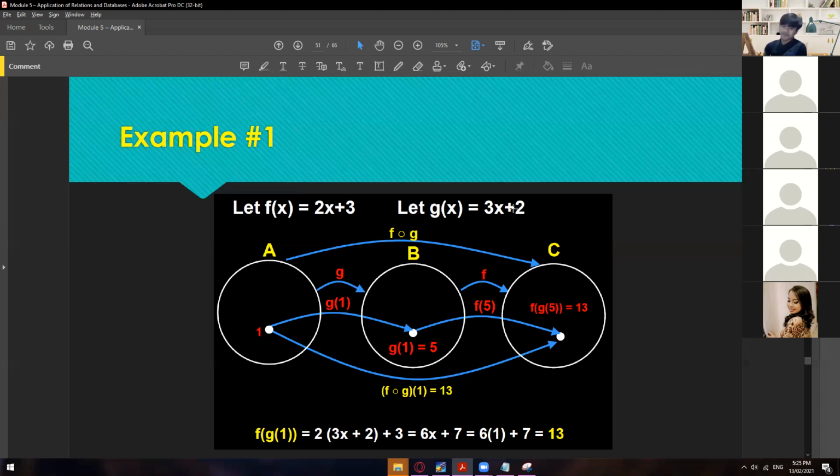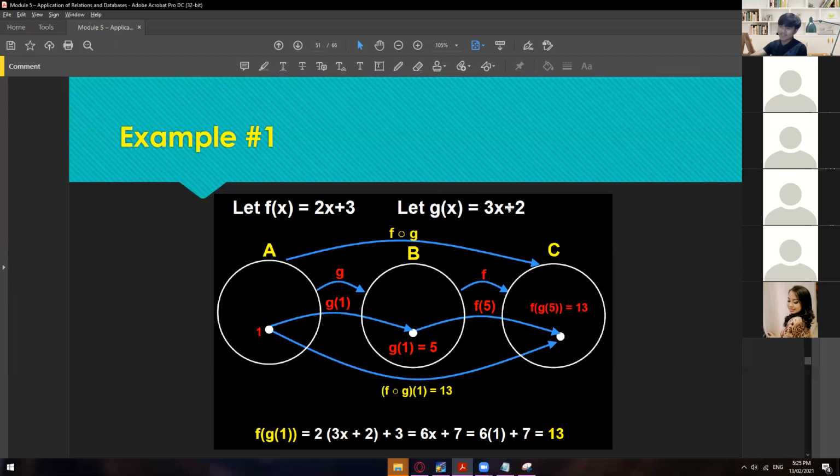Are you guys able to follow on how we got the answer? So 3 times 1 plus 2. 3 times 1 plus 2 is equal to 5, not 8, sorry. So 3 times 1 plus 2 is equal to 5. Okay? So were you guys able to follow?